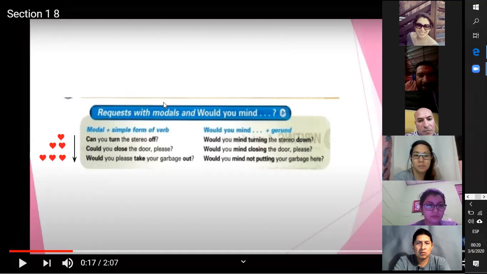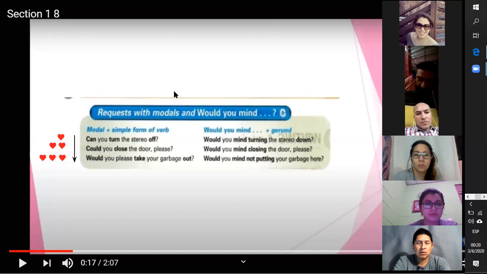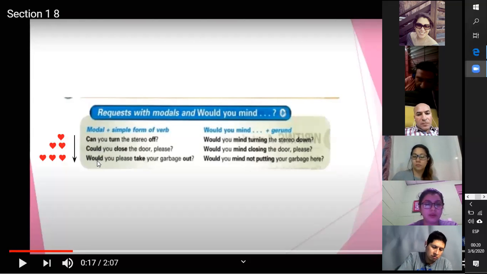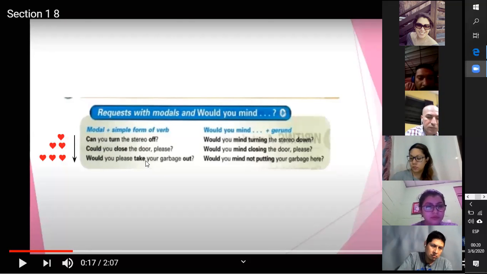All right. So write it down, please. Can, could, and would. Write it down because we're going to use them. Can, could, and would. And the verb, you don't modify the verb. With this structure. Let's write some examples.